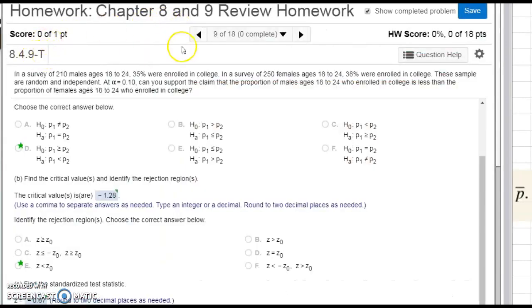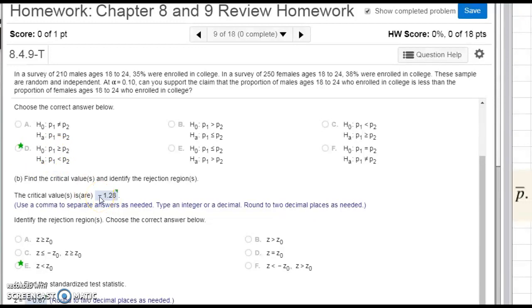So looking at number 9 here from the review homework, in a survey of 210 males, it gives us the proportion who were enrolled in college. In a survey of 250 females, it gives us the proportion who were enrolled in college. We have our alpha, and we're trying to decide if the proportion of males is less than the proportion of females. So that's our alternative here, that the male proportion is less than the female proportion. So our null then would have to have the greater than or equal to for the proportions.